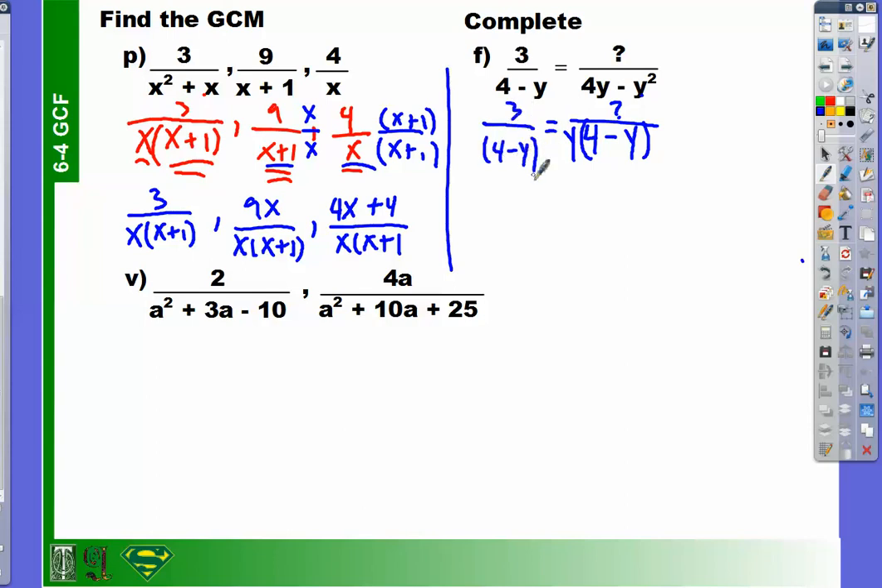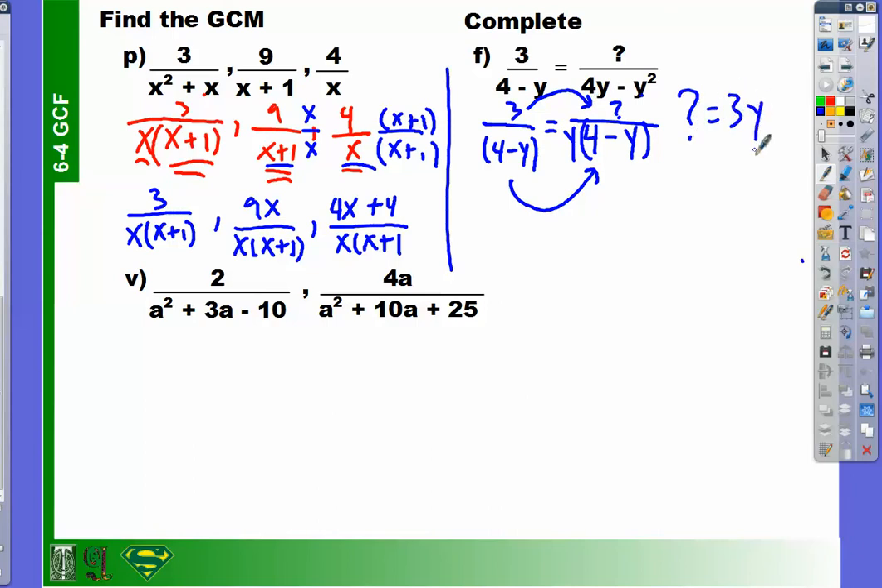So the question is, what did I multiply this denominator by to get this denominator? Well, I multiplied by y. So therefore, what do I have to do to 3 to get the numerator? Multiply by y. So my numerator, or my question mark, is equal to 3y.